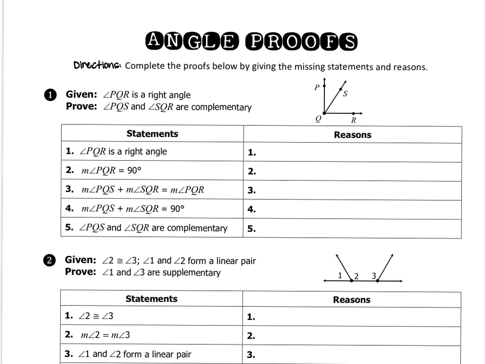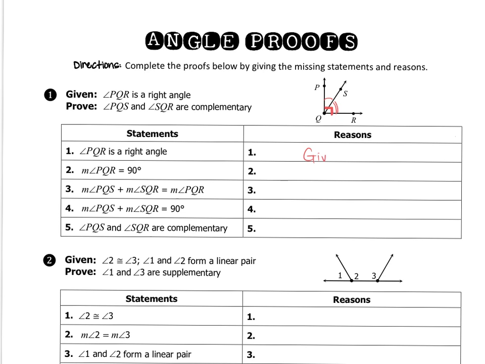So here, angle proofs. We're to complete the proofs below by giving the missing statements and reasons. Number 1, we know that PQR is a right angle. Tip: whatever information you get, if you can label it on the graph, it really helps you think. We have to prove that PQS and SQR are complementary. And in order to prove that, we have to prove that they add up to 90 degrees. So let's see how we do that.